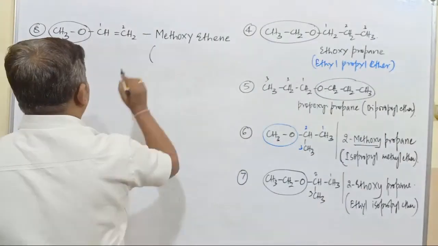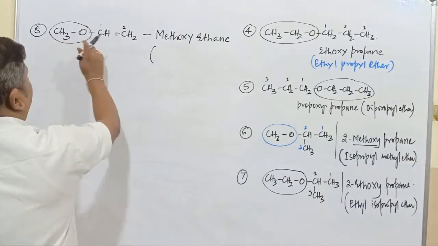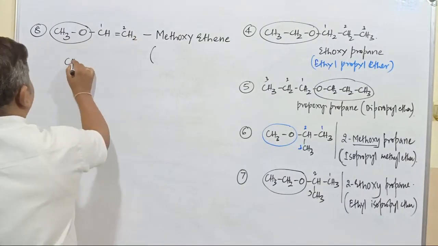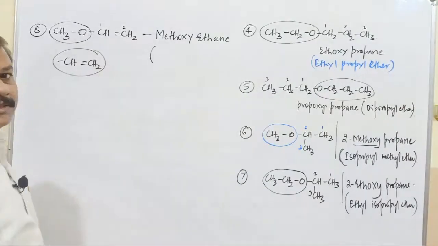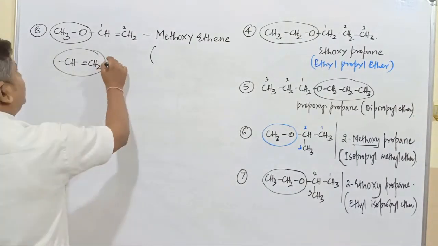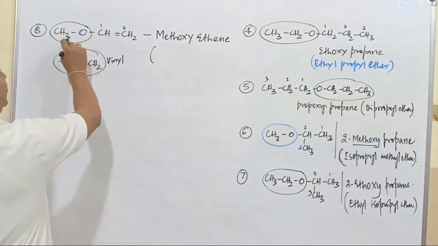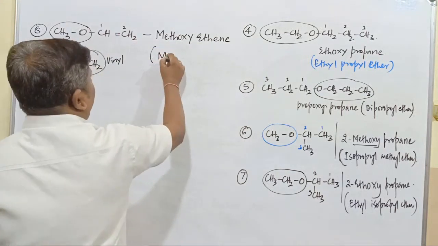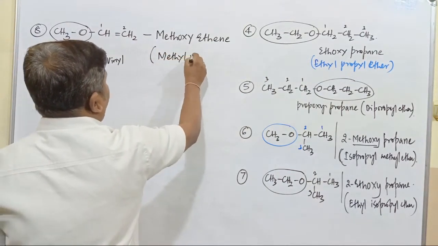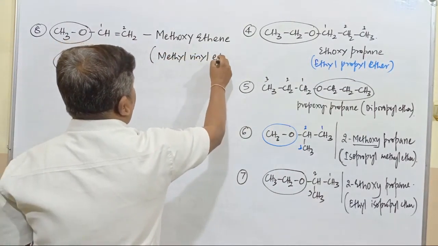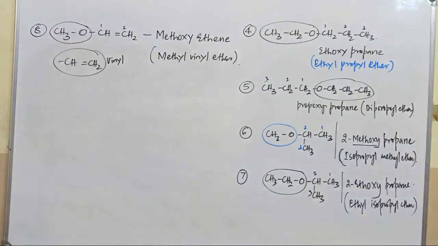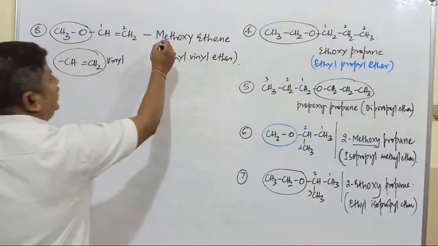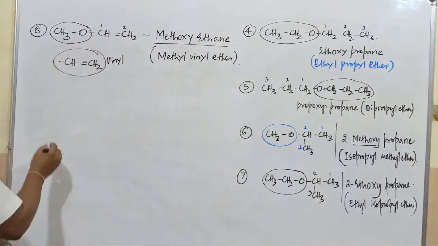What is the common name of this compound? This is methyl. What is the name of the CH double bond CH2 group? As I already said in haloalkanes, it is called the vinyl group. So this is methyl vinyl ether. That is the common name, and methoxyethene is the IUPAC name of this compound.